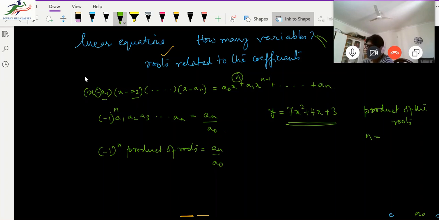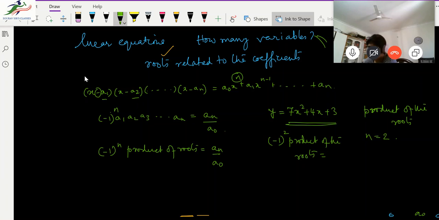What is the highest power of x? 2. Here n is equal to 2, right? So minus 1 to the power 2 into product of the roots is equal to how much here?